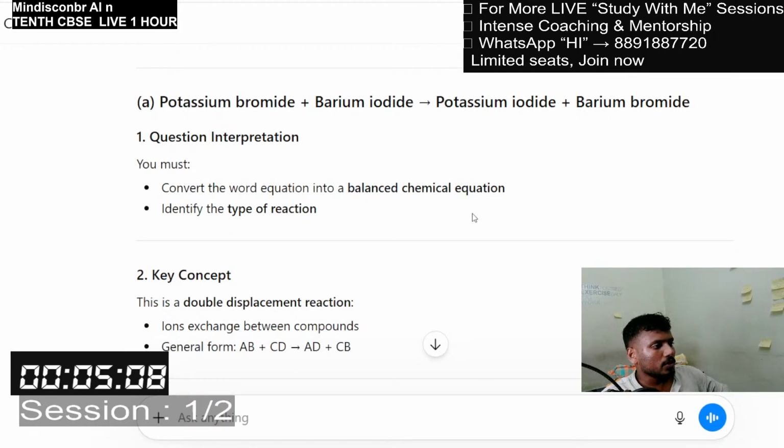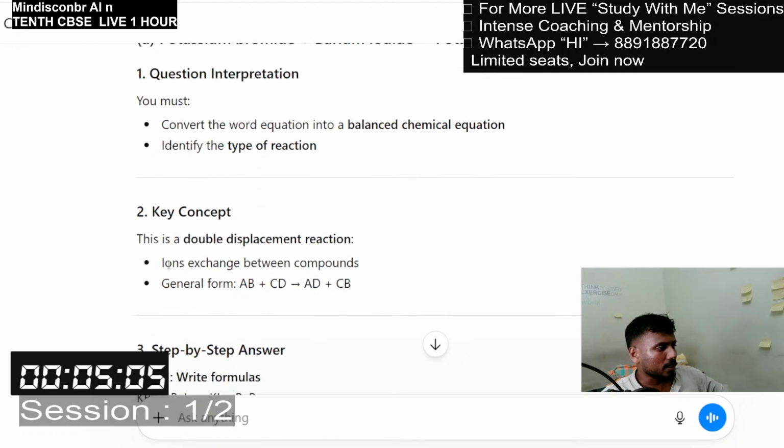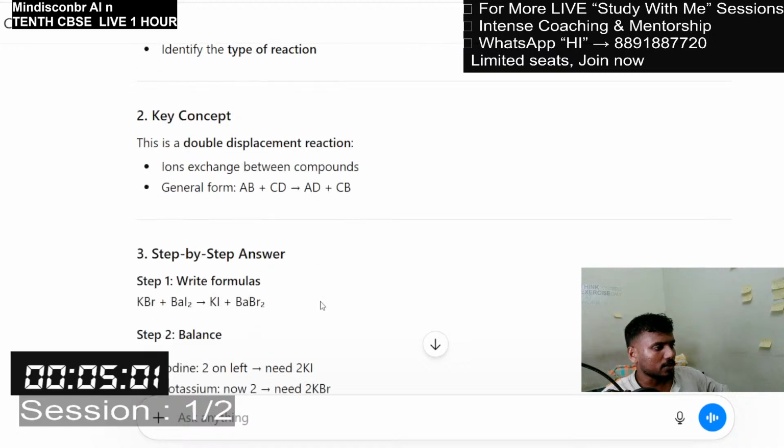Convert the word equation to a balanced chemical equation. Identify the type of reaction. This is a double displacement reaction: ion exchange between the compounds. The general form is AB plus CD gives AD plus CB.